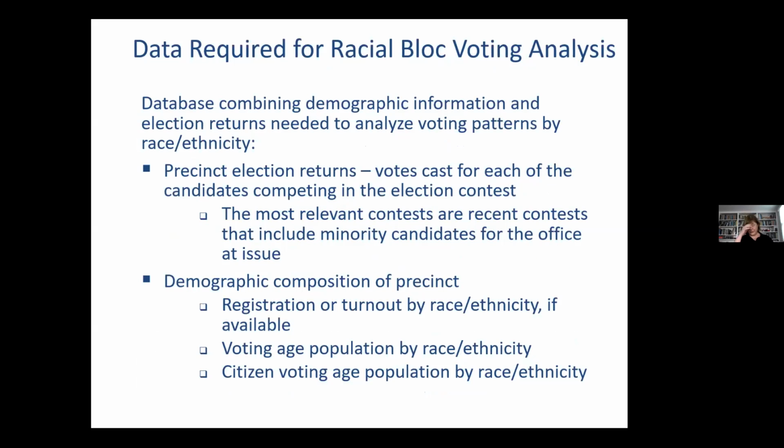What do you need to do this? Well, we have a secret ballot in this country, so we're not going to know from the ballot what the race is of the person who cast the ballot. So we're going to have to do some estimation. And we're going to do this by creating a database that combines election returns, this is how we're going to know what the voting behavior is, with the demographic composition of the precinct.